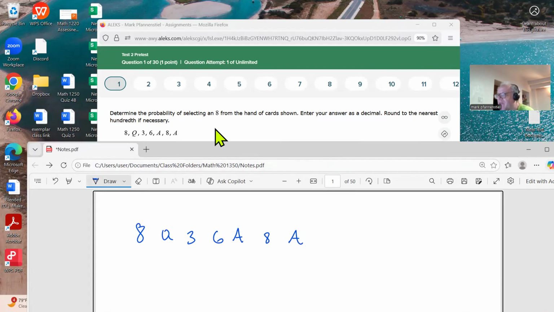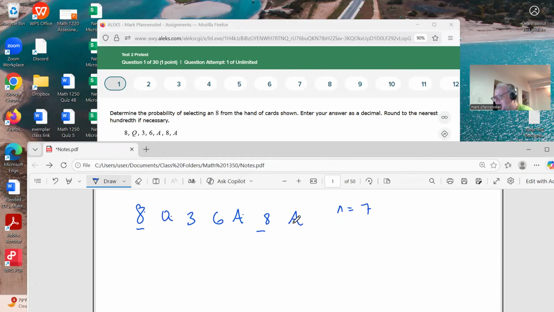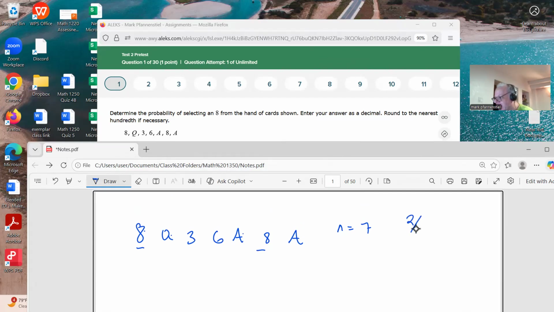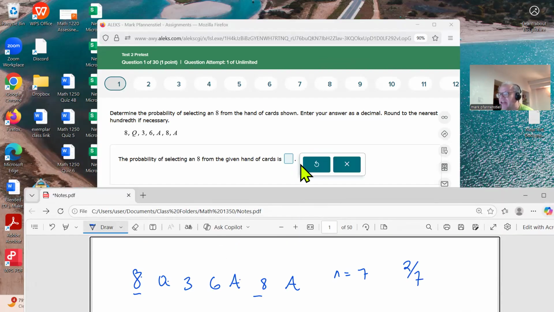So they're asking us, okay, what is the probability of drawing an eight? So here's what we're going to do. There's one, two, three, four, five, six, seven cards. So my n is equal to seven cards. How many eights are there? Well, there's two eights, right? So we're going to say the probability of drawing an eight out of this hand, provided you can't see them. If I just shuffle them and spread them out in front of me and say, okay, what's your probability of drawing an eight? We would end up with two sevenths. Okay, and that's pretty much all you're trying to do with that.